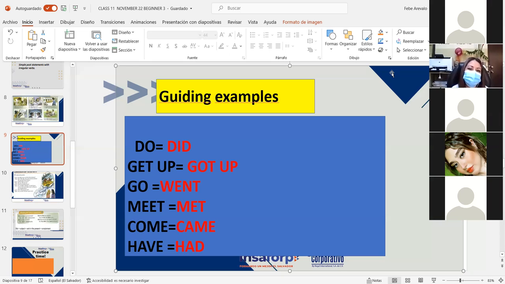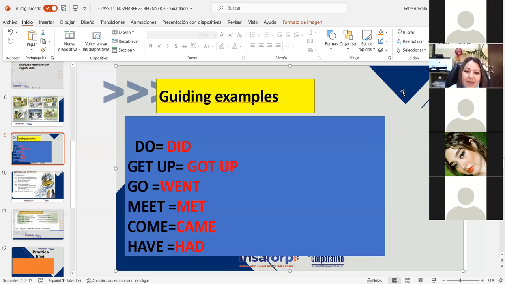So let's check. I'm going to have Anita, please. Yo voy a ser simple present, Anita, and you are going to be simple past. Okay? Do. Equals did. Get up. Equals got up. Go. Equals went. Meet. Equals met. Come. Equals came. Have. Equals had. Exactly, there you go.